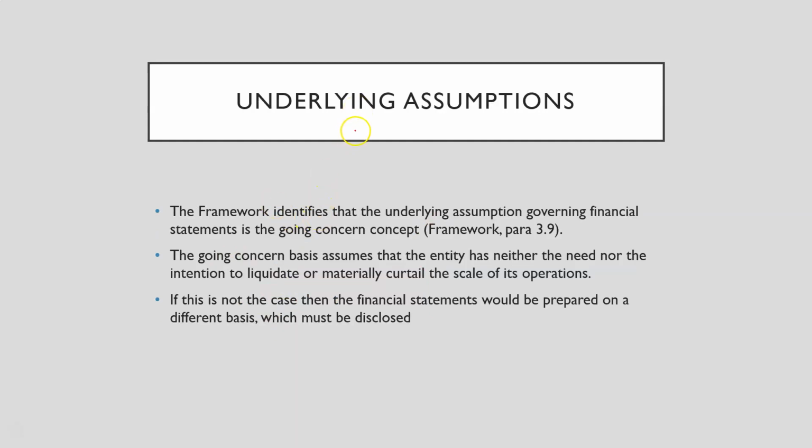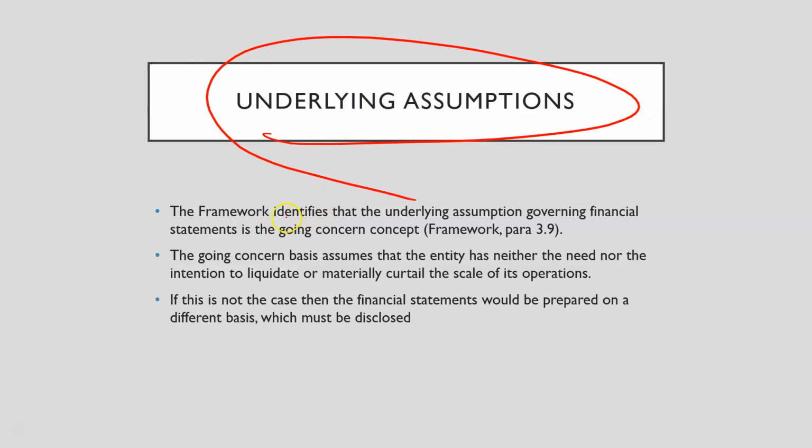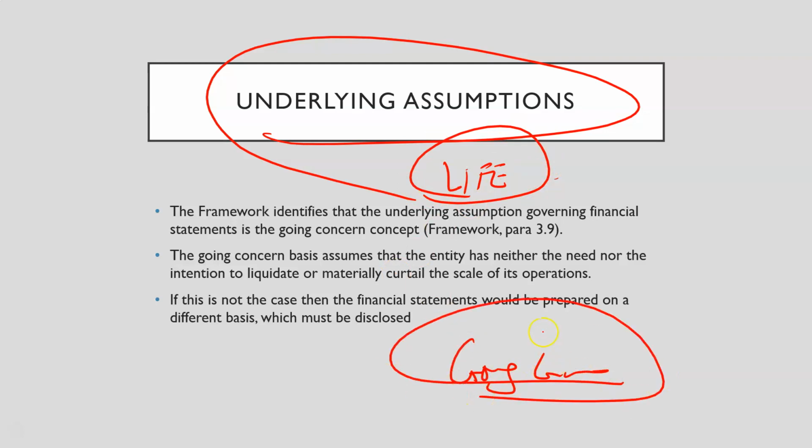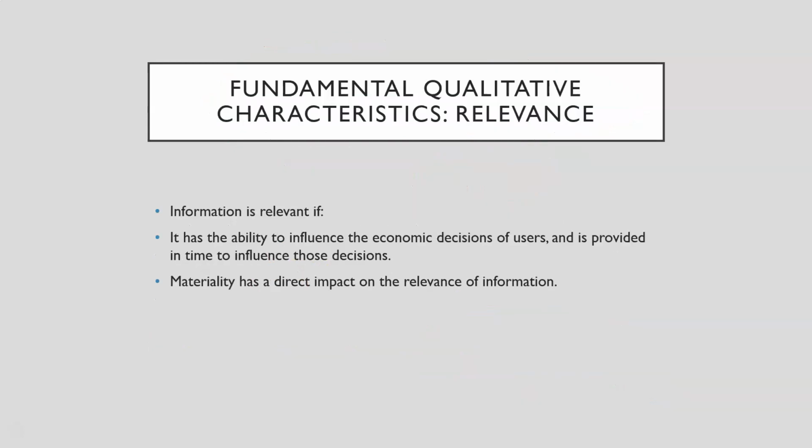Then, of course, we have this underlying assumption. It's not really about characteristics. It's like talking about life: you must be alive to even discuss the events that happen in the world today. So you must be a going concern for us to even start applying these fundamental concepts. You'll be here for the foreseeable future. If that isn't the case, then you need to prepare your accounts on a different basis, which must be disclosed. That's the point there.